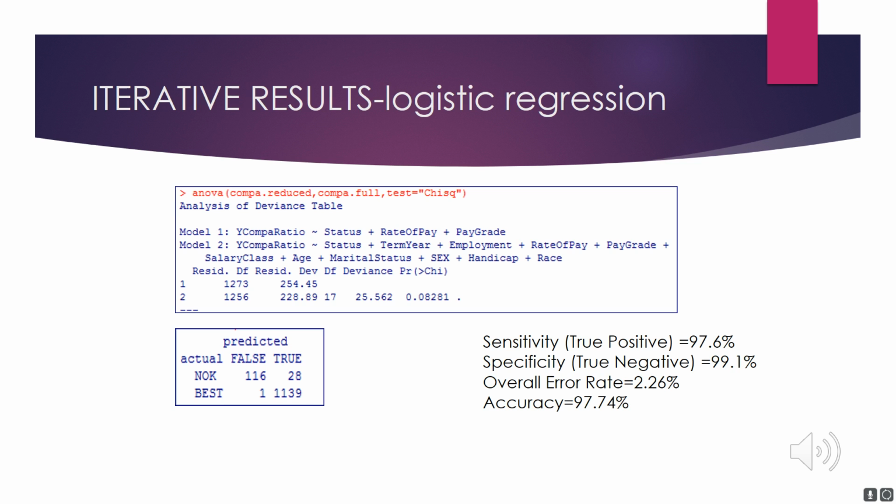For logistic regression, we used the binary outputs of Compa ratio less than 80% as a 0, anything greater than 80% as a 1. So that's where our true and false came from. For our iterations, we used 2 different iterations, as you can see in the top chart as the number 1 and number 2 for model 1 and 2. The p-value indicates that the reduced model with fewer input predictors of status, rate of pay, and pay grade is the better fit of the 2.